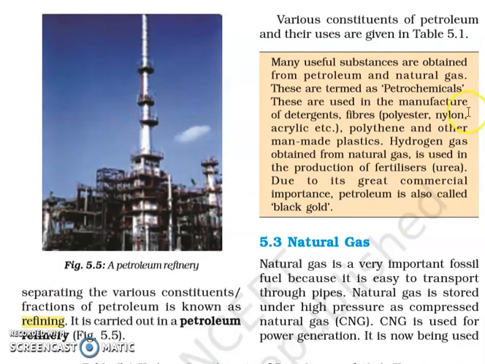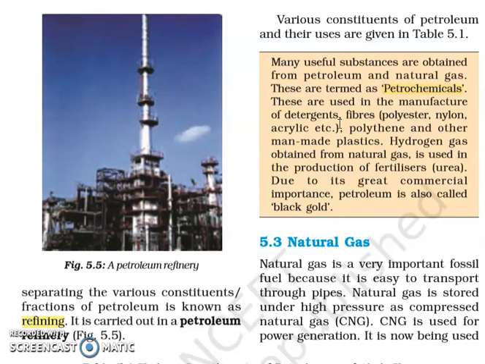Many useful substances are obtained from petroleum and natural gas. These are termed as petrochemicals. These are used in the manufacture of detergent, fibers like polyester, nylon, acrylic, etc. Already you know that polyester, nylon, acrylic are synthetic fibers, so they are made using different petrochemicals.